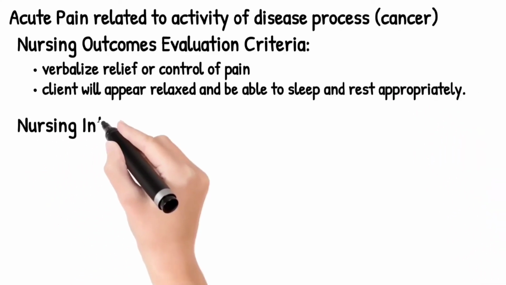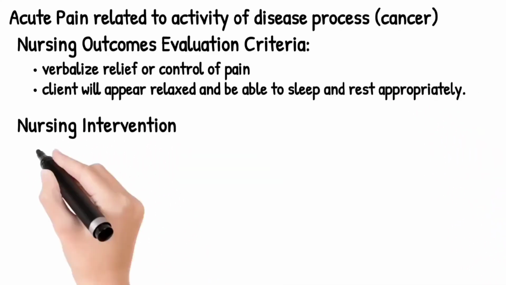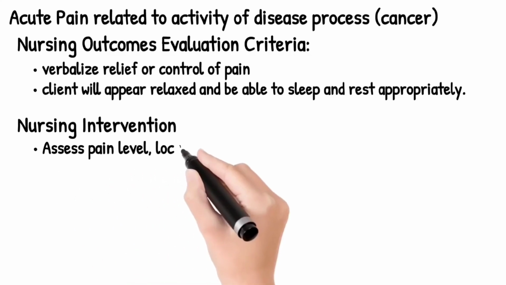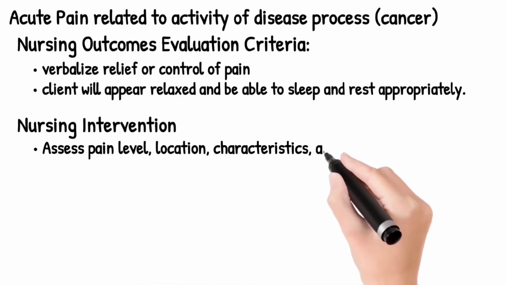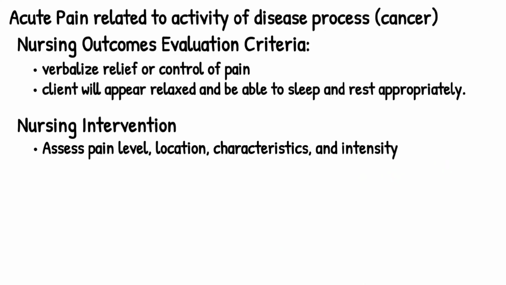For the nursing intervention in acute pain, first we have to assess pain level, location, characteristics, and intensity. The rationale behind this is it helps evaluate degree of discomfort and effectiveness of analgesia or may reveal developing complications. Pain from surgical causes usually subsides gradually as healing begins. Continued or increasing pain may be a sign of infection.